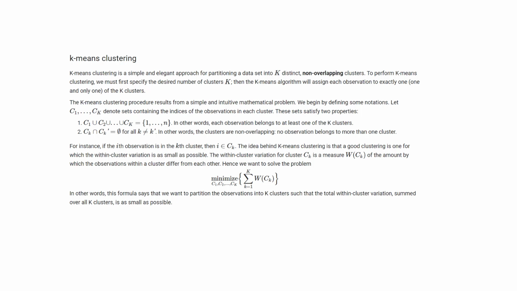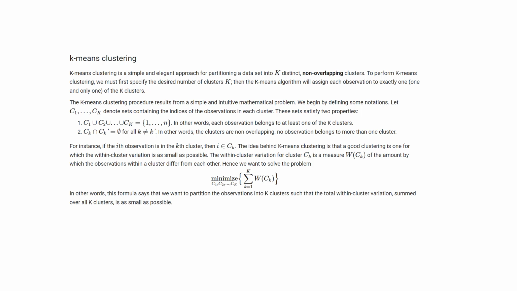We begin by defining some notations. Let C1 through Ck denote the sets containing the indices of the observations in each cluster. That means C1 contains the indices corresponding to all the observations that belong to cluster 1. These sets satisfy two properties.